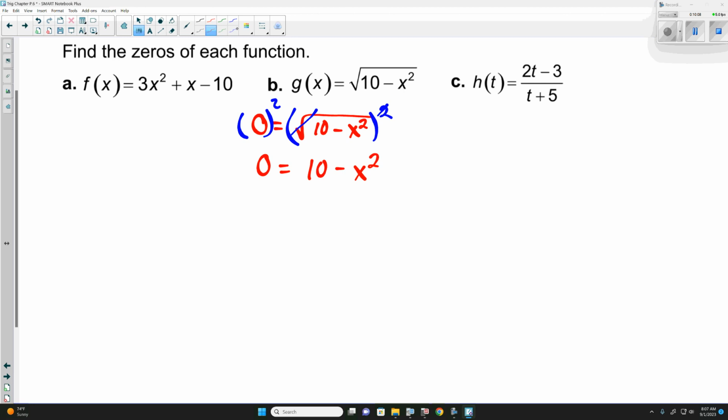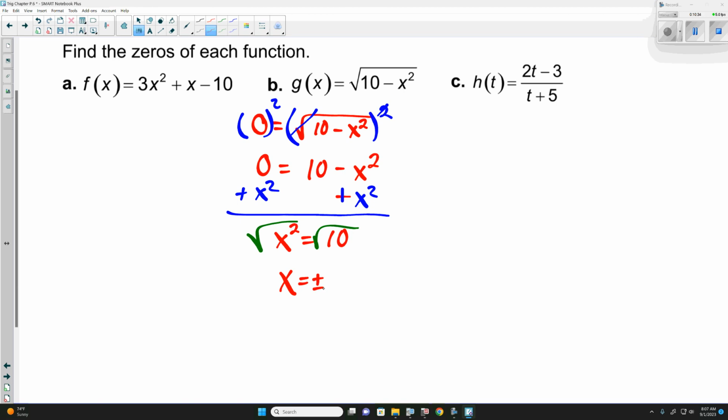Now at this point, I can add x squared to both sides, telling us x squared is equal to 10. And lastly, we can square root both sides. Now this time, we take the square root of x squared and we get x. But since we took the square root of both sides, we do need the plus or minus. And this here would be the square root of 10. And that's as far as we can take it.